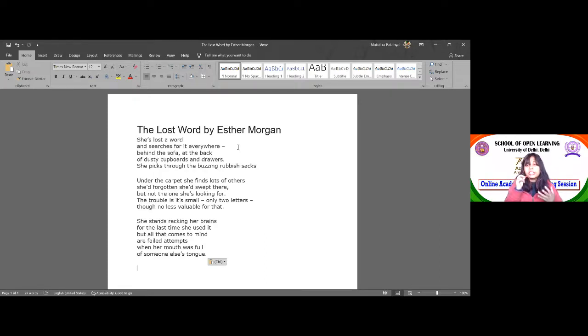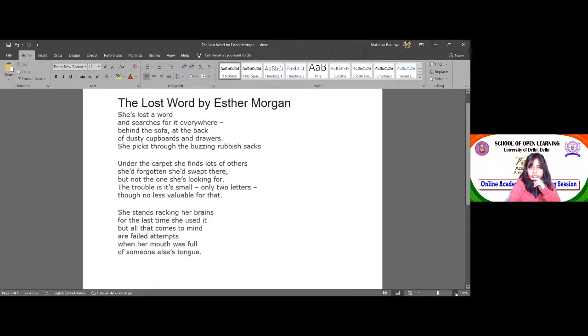So for this particular reason, I am going to just show you the approach. This poem is not obviously the only poem in the world. तो आप ये approach apply करेंगे to all the other things that you read. So before we start with analyzing the poem, let us read the poem first. Going to zoom it in case.